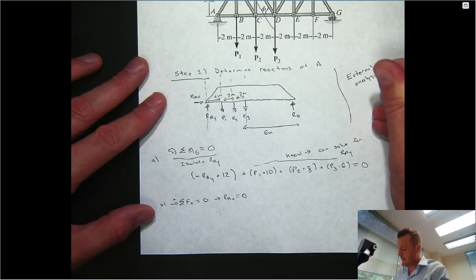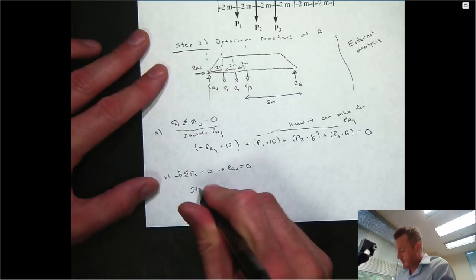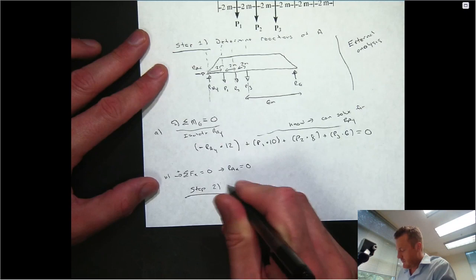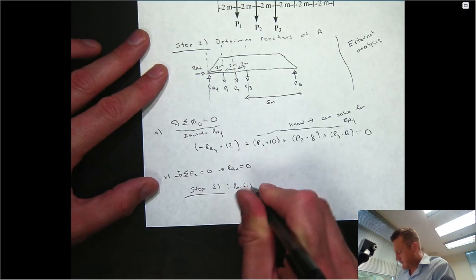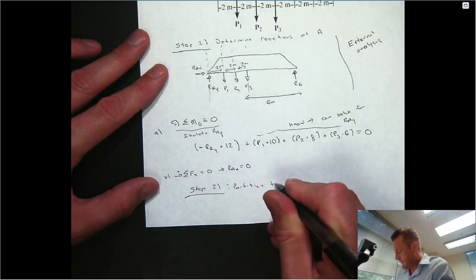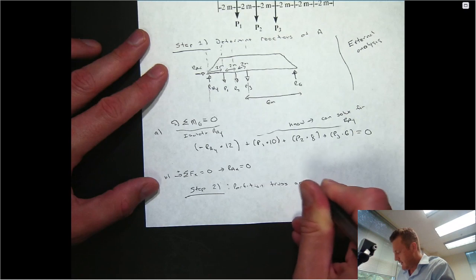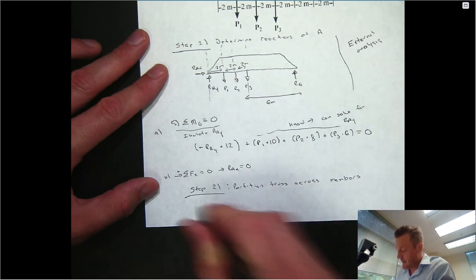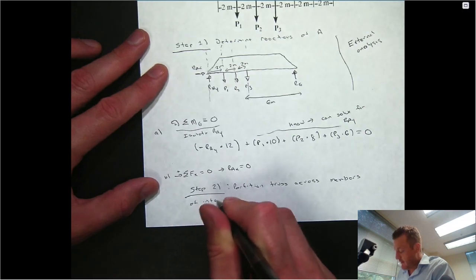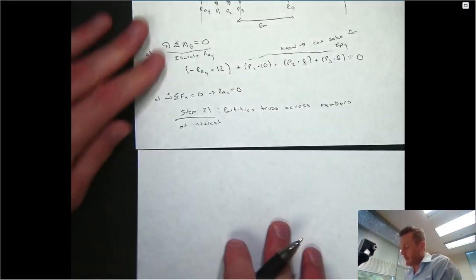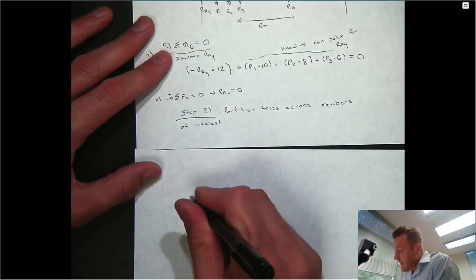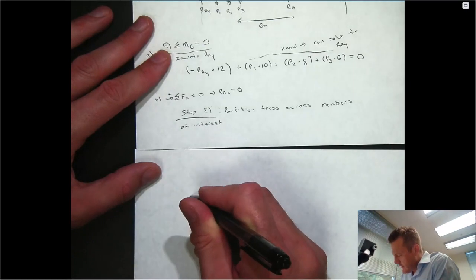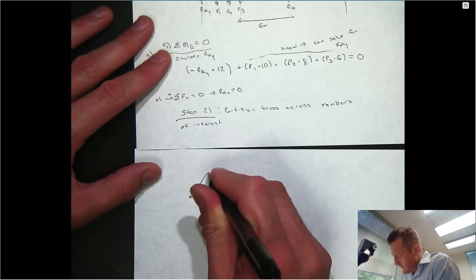So this is kind of like your external analysis that you often do first in a method of sections type problem. Step 2, you want to partition the truss across the members of interest and basically redraw a free body diagram. And what we should find now is that that free body diagram is statically determinate, meaning that we have the ability to enforce 3 equilibrium conditions.